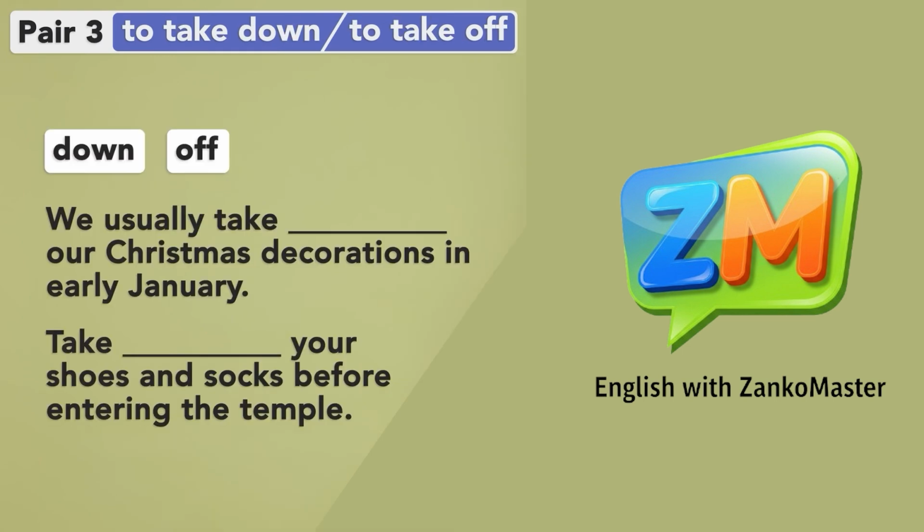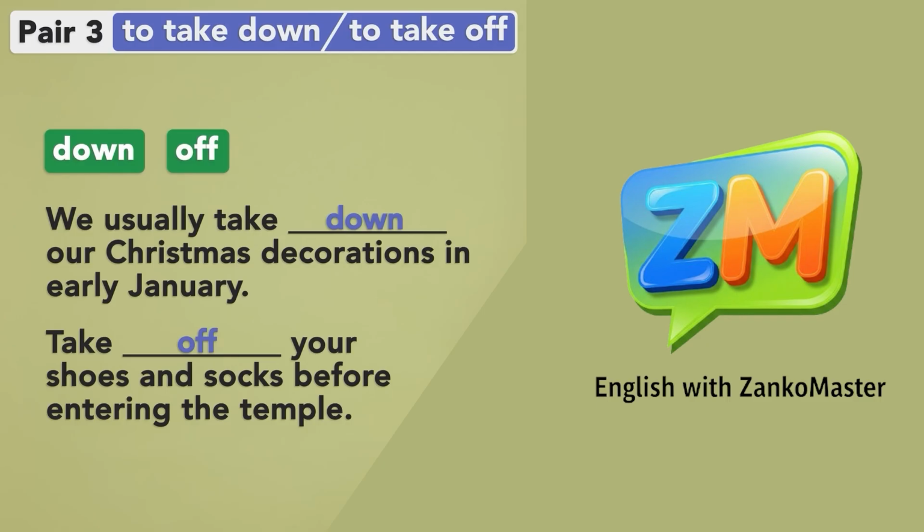For pair number 3, we have two phrasal verbs with take. To take down versus to take off. Both can mean remove, but they're used differently. Let's do a little test again. Complete the gaps with down or off. We usually take our Christmas decorations blank in early January and take your shoes and socks blank before entering the temple. We take down the decorations and take off our shoes and socks.